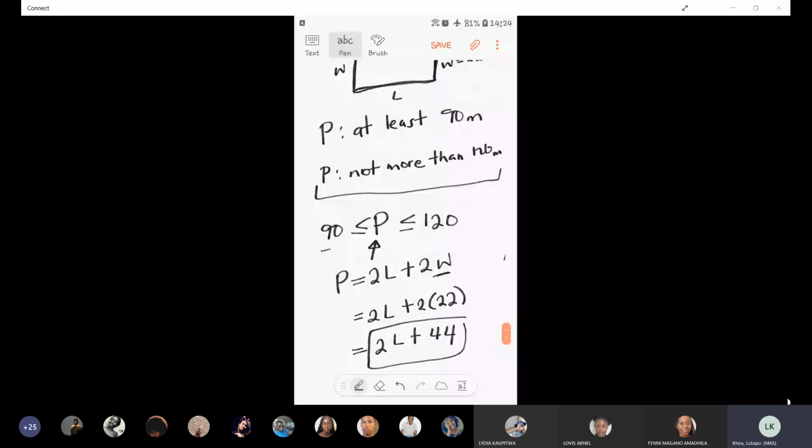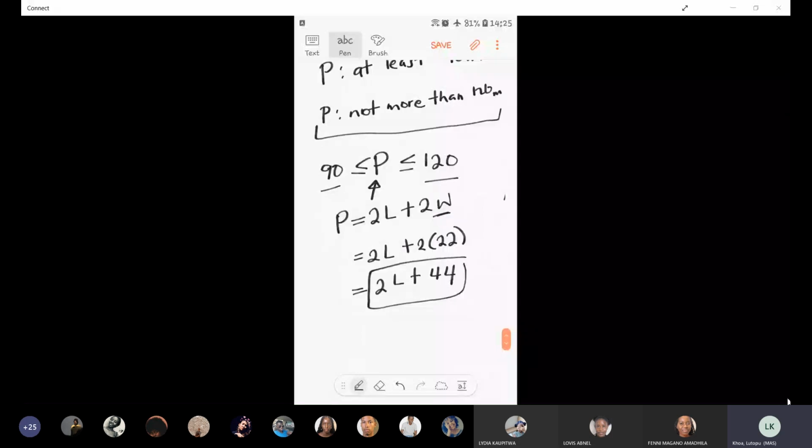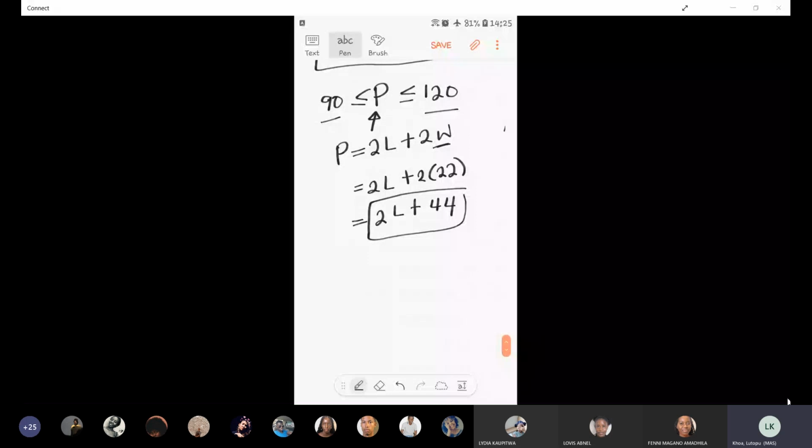So I'll substitute it into the inequality I have over there. So I say 90 is less than 2L plus 44, and this is less than or equal to 120. Now when we have inequalities like this, you want to isolate x in the middle and everything else on the left or the right of x. Then you subtract 44. Subtract 44 in all 3 regions.